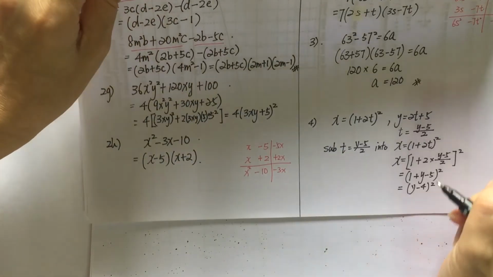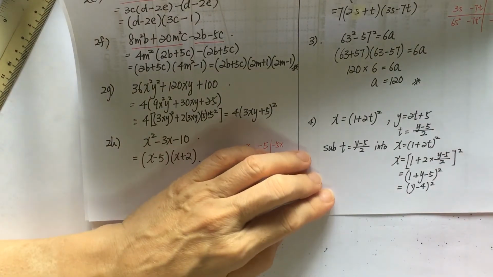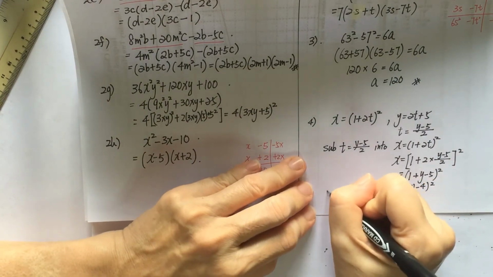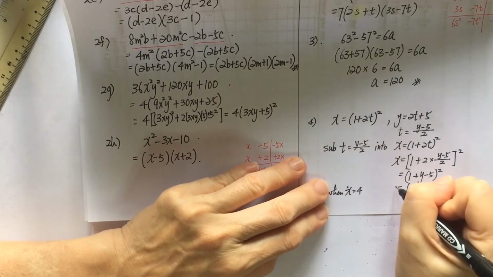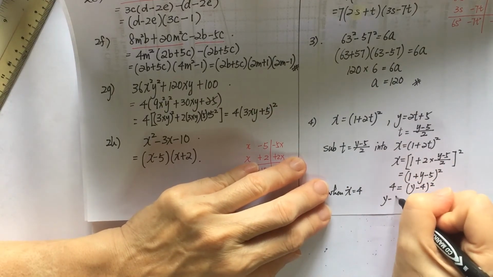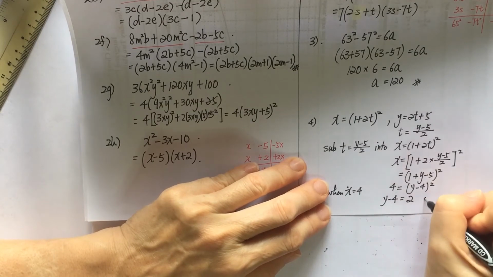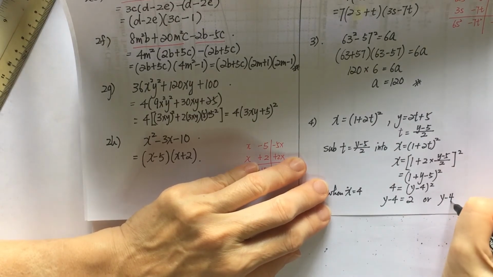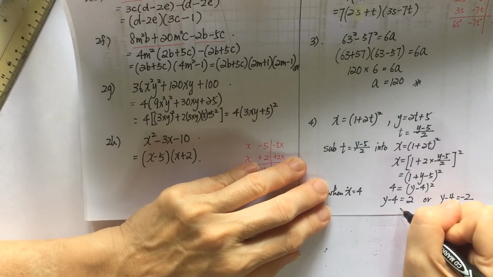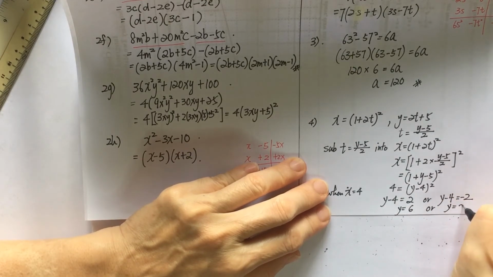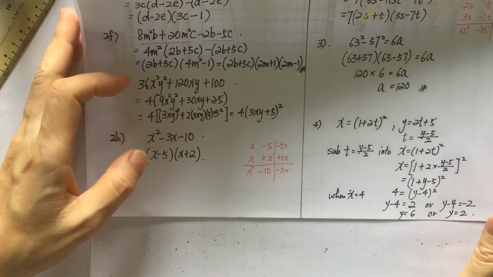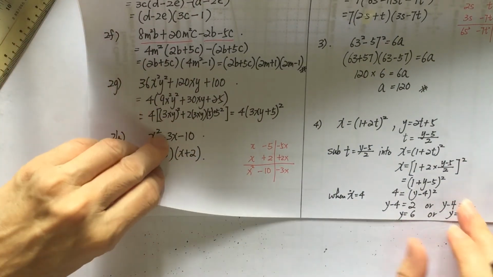Okay, so I want to find the value of y when x is equal to 4. So when x is equal to 4, I'm getting 4 here. So y minus 4 is equal to 2, or y minus 4 equals negative 2. So y is actually 6, or y is actually 2. So there are two values of y.